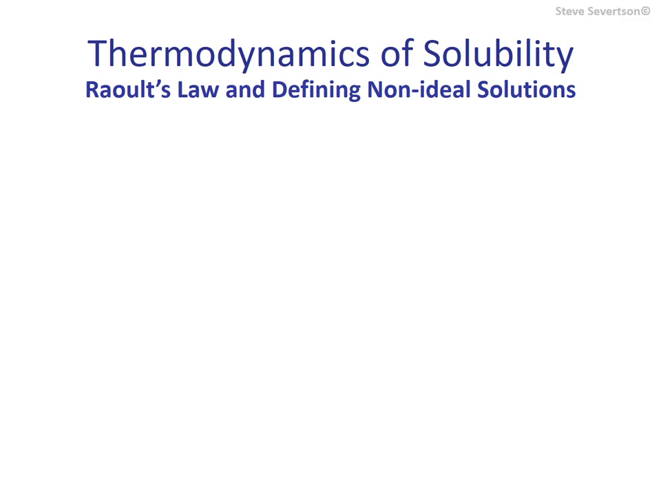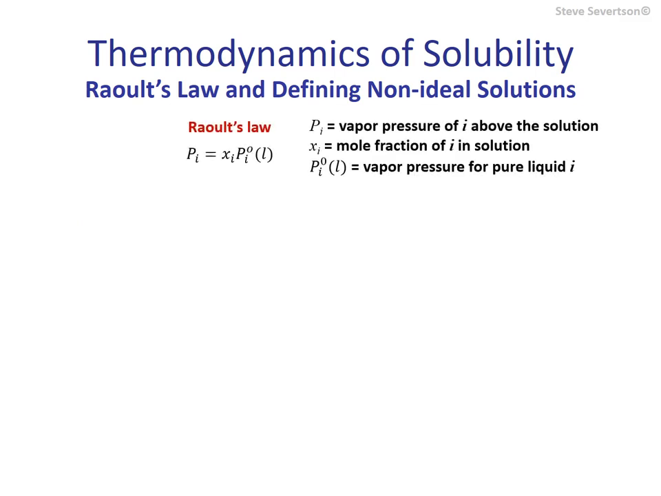According to Raoult's law, a solute's partial pressure above a solution is equal to its mole fraction in the solution multiplied by the vapor pressure for the pure liquid under the same conditions. In other words, an ideal solution is one in which the interactions between the solute and the surrounding solvent are the same as those that exist in the pure state.